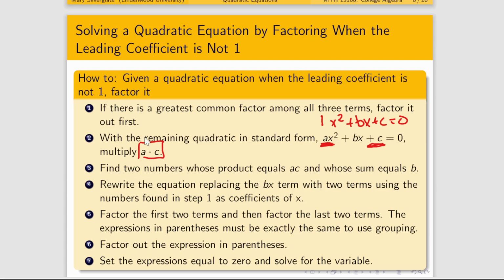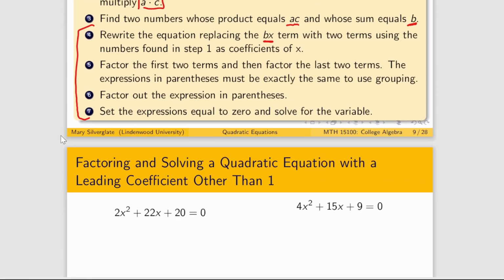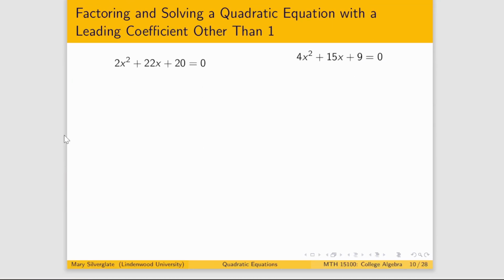So asking yourself what multiplies to 1 times c is identical to asking yourself what multiplies to a times c. But here we're going to very explicitly have that step. You still then ask yourself what's going to multiply to ac but add to b. However, instead of jumping straight to the parentheses, you have to do these middle factoring by grouping steps, where we're going to rewrite the middle term in terms of these two numbers we just came up with. And this will make a little bit more sense with a concrete example. So let's take a look at that.